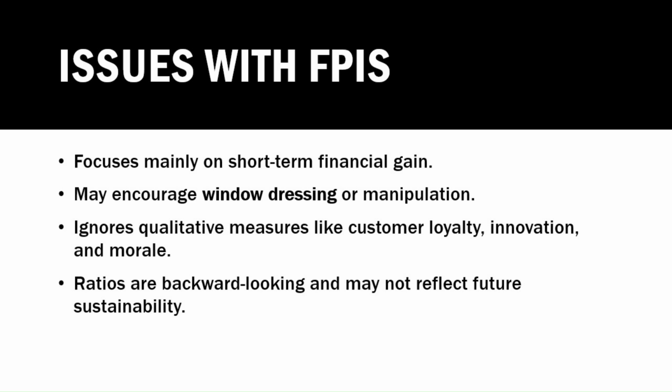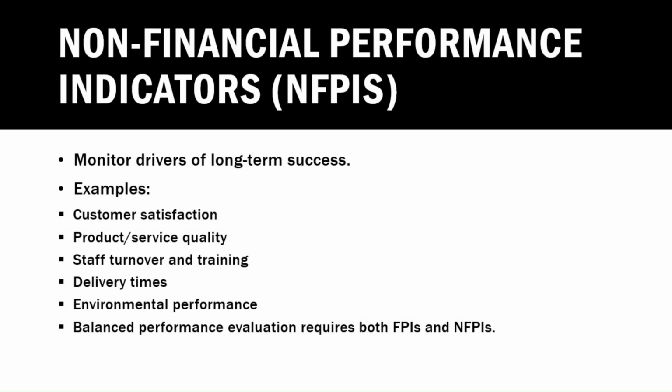Ratios alone have limits. They focus on short-term results and may encourage manipulation, such as delaying expenses. They ignore non-financial factors like innovation or staff morale and rely on historic data that may not reflect the future. That's why businesses also track non-financial performance indicators, or NFPIs. NFPIs measure the operational drivers of future results. Examples include customer satisfaction, product quality, employee turnover, staff training hours, delivery reliability, and environmental performance.